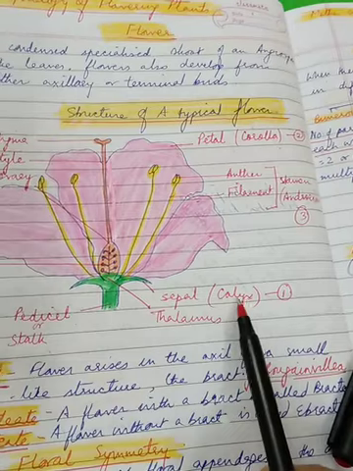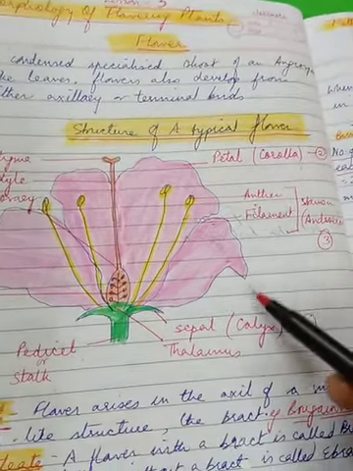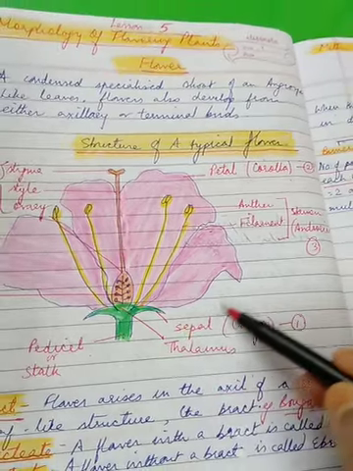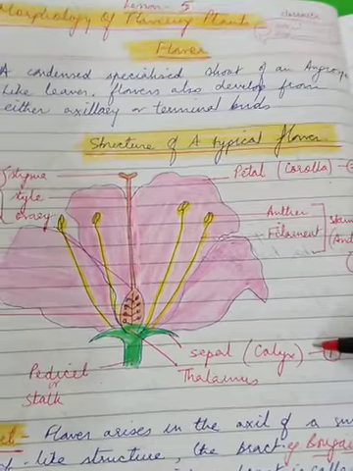Now here the pedicel joins up or forms later a group of 5 sepals, right? These are called in a whorl called calyx. They are green in color and they are protective to the flower when the flower is in a bud condition. This is the first floral whorl.